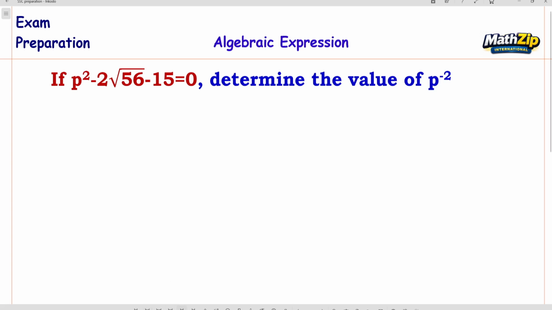If p square minus 2 root 56 minus 15 equals 0, we have to find out the value of p to the power minus 2. So here is a given.